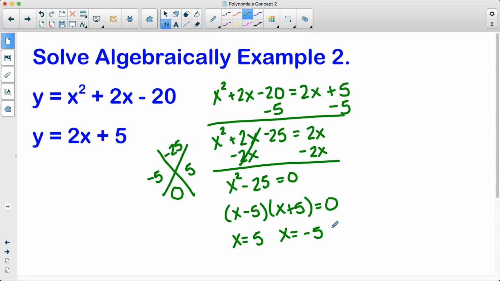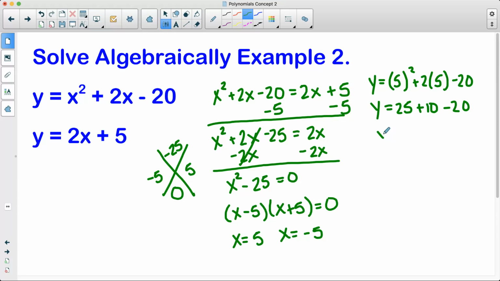So now I need to do like we did on the last one, and take these two x values and plug them into each of these equations to find what y is equal to. So the first one, we've got y is equal to 5 squared plus 2 times 5 minus 20. Simplify that. That's 25 plus 10 minus 20. That's 35 minus 20. So y is equal to 15.